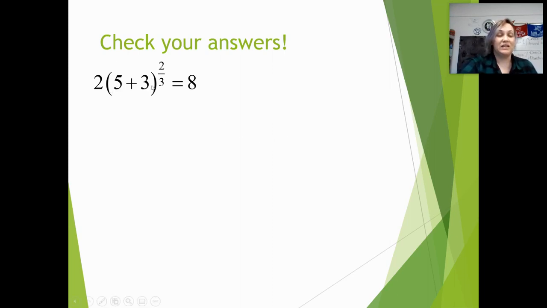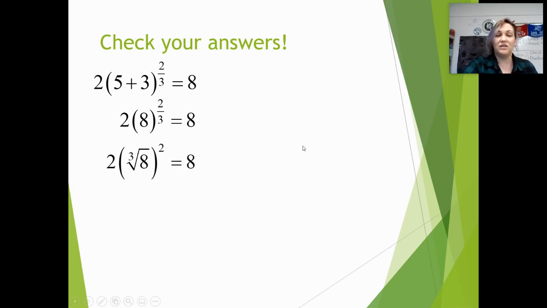You'll need to get the inside of the parentheses down to a single number. Here, the next thing I'm going to do is my exponents. So if you think back to PEMDAS, PEMDAS says parentheses, exponents, then multiply. So do not multiply the 2 times the 8. Figure out what 8 to the 2/3 is.